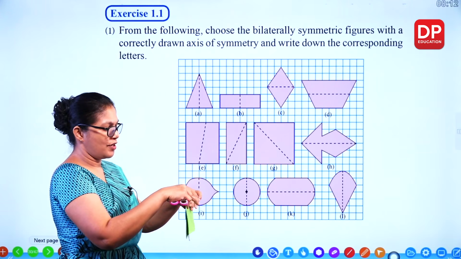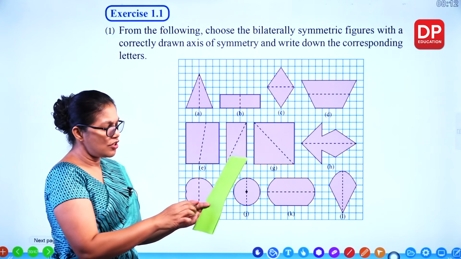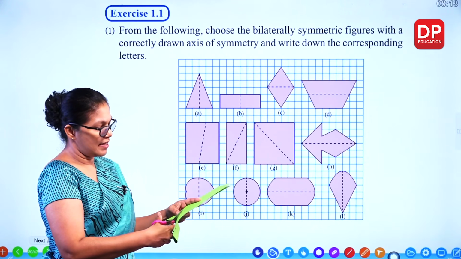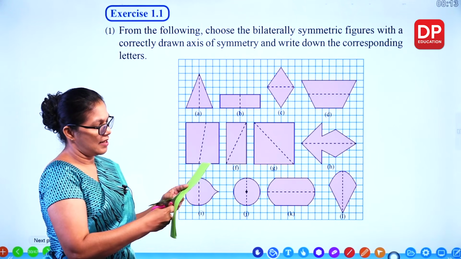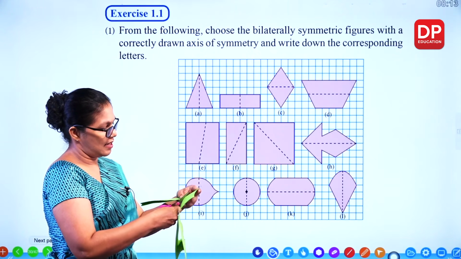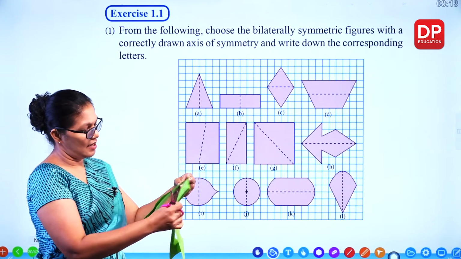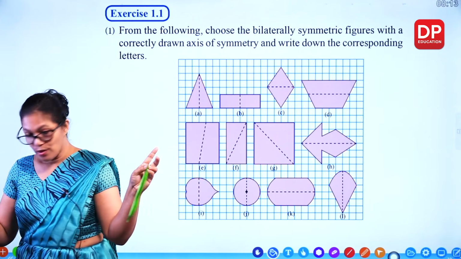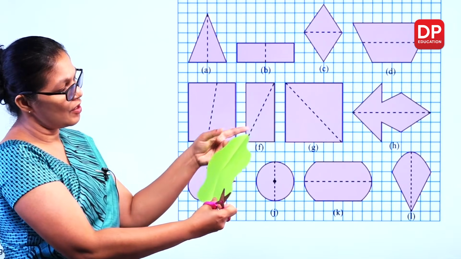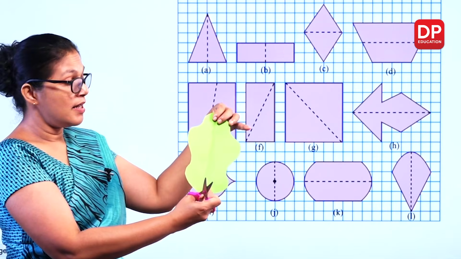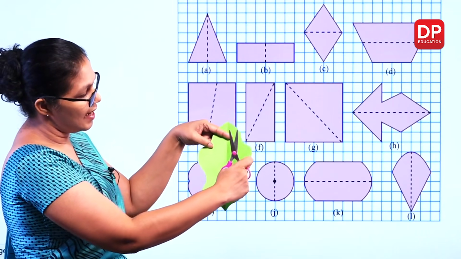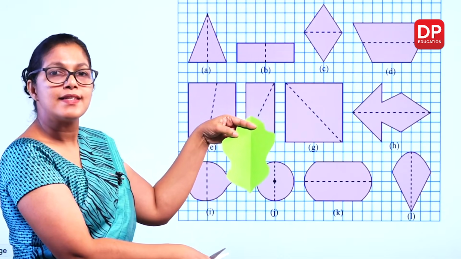Then what you can do? You can cut any shape that you like. So you can cut any figure that you like. And when you take this one, what can you see? You get a figure with one axis of symmetry. So this side is same as this side.